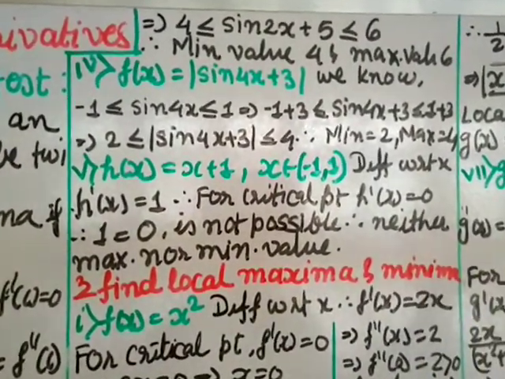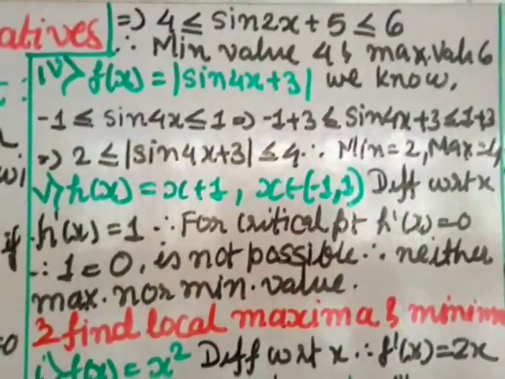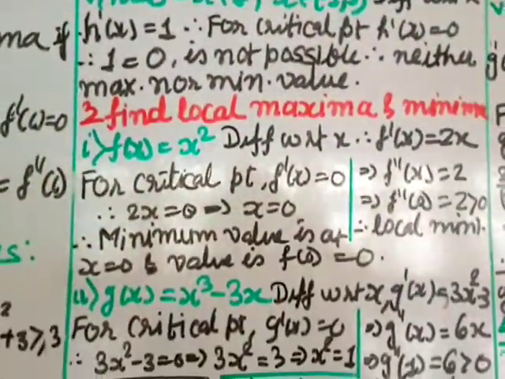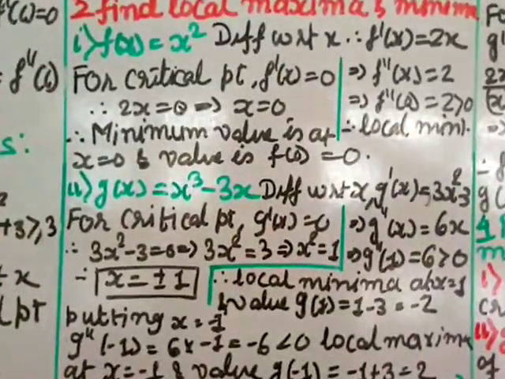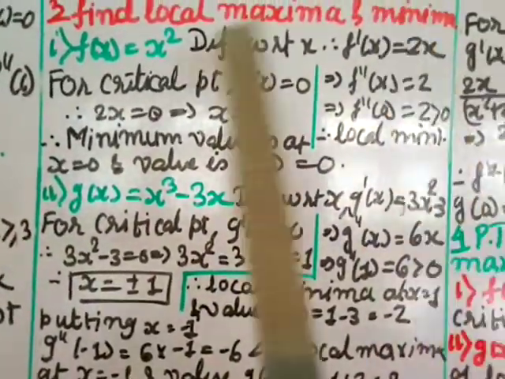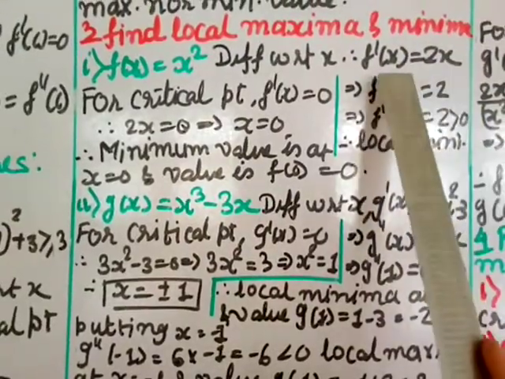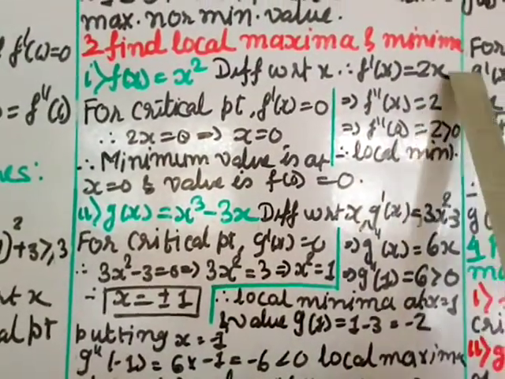So the given function has neither maximum nor minimum in the given interval. Question number 3: find local maximum and local minimum. I'll use the second derivative test. First I will differentiate x square, that is 2x. I differentiate a second time, it will be 2, because the derivative of x is 1.